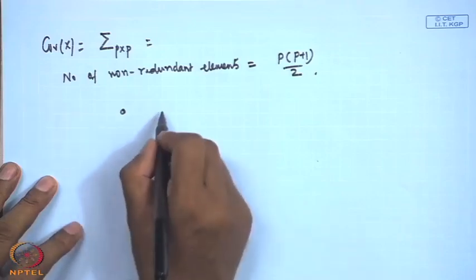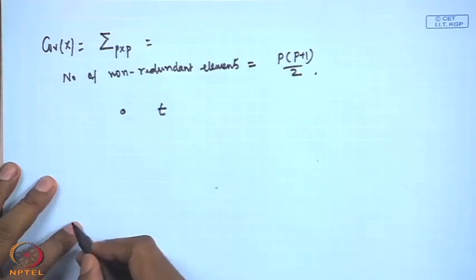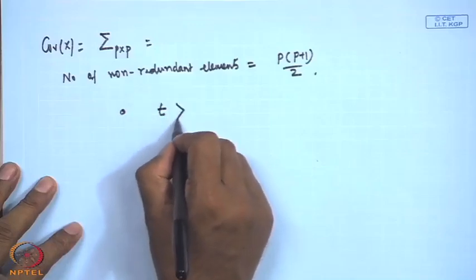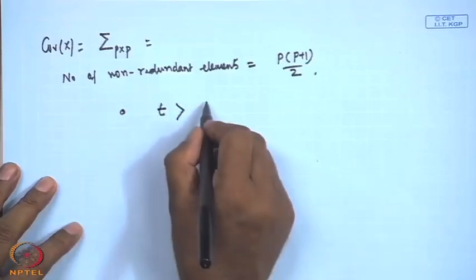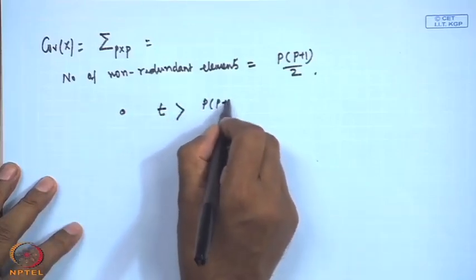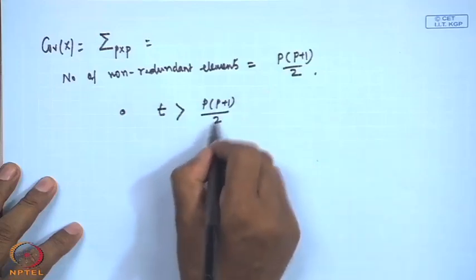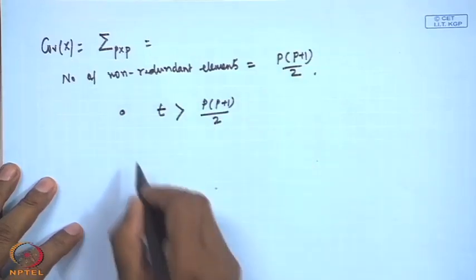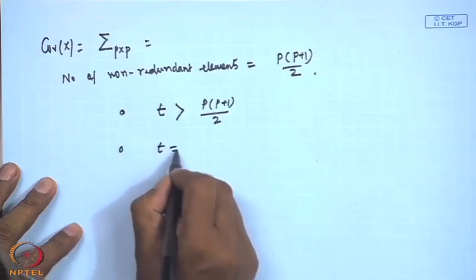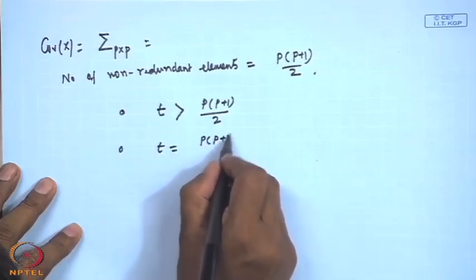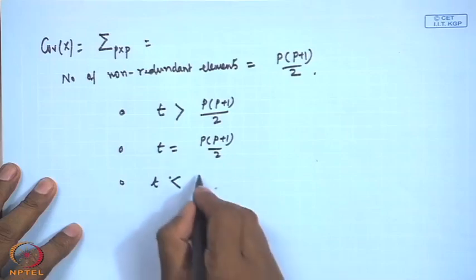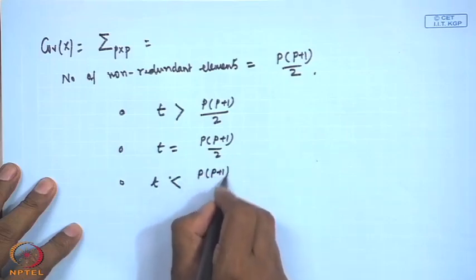We require to estimate t number of parameters. It may so happen that the number of parameters to be estimated is greater than the number of independent non-redundant elements in the matrix, that is the available information. It may so happen that t is equal to p into p plus 1 by 2. It may so happen that t is less than p into p plus 1 by 2.